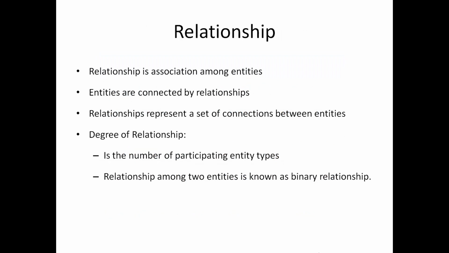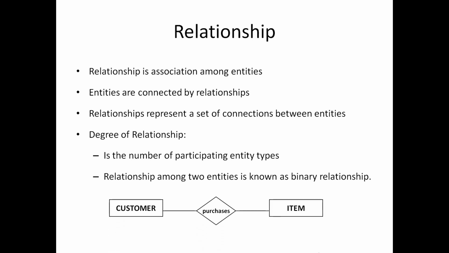So what is a relationship? A relationship is an association among entities. We talked about it in the previous slide, like a student has a relationship with a course. Entities are connected by relationships. So all the entities in your entity relationship diagrams are connected by relationships. This is the third aspect of your entity relationship diagram. A relationship represents a set of connections between entities. So that's the definition of relationship. The degree of a relationship is the number of participating entity types, and a relationship among two entities is known as a binary relationship.